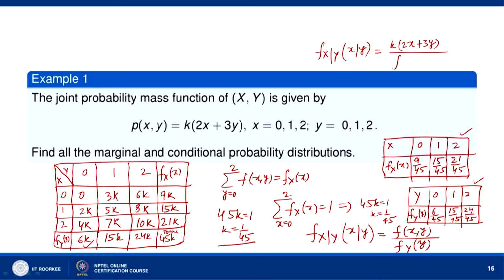divided by f(y). f(y) is equal to 6 by 45, 15 by 45, 24 by 45. So we have to do it for y equal to 0, 1, 2. So we have to first find f(x given y) for y equal to 0.